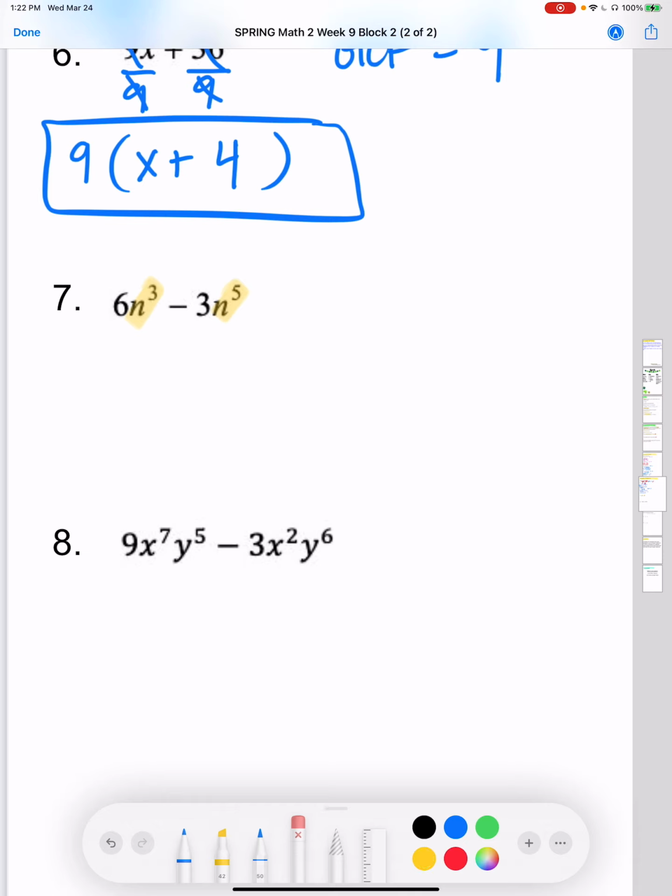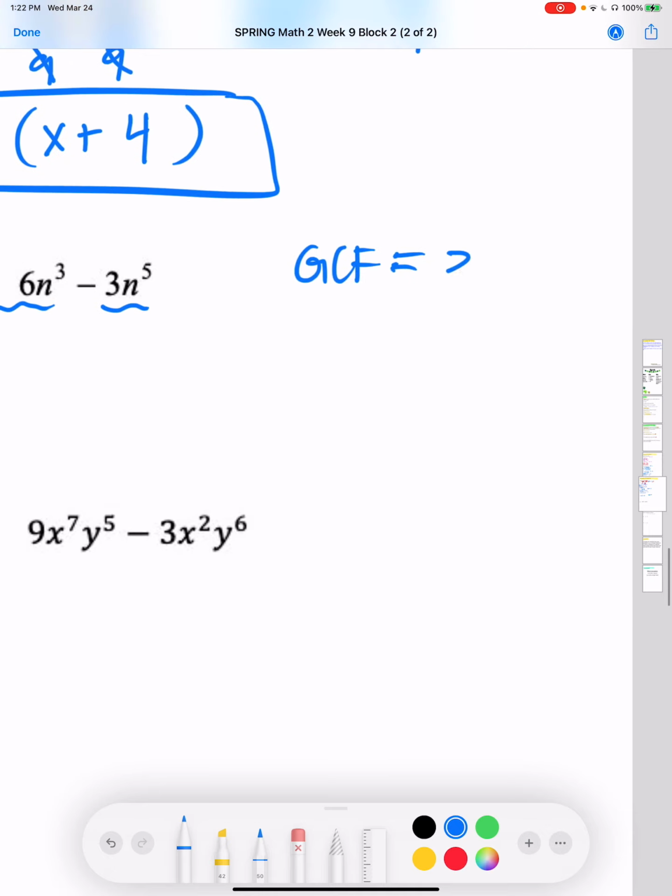You have n to the third and n to the fifth. So let's go ahead and think of our GCF. We have two terms. Our GCF, as far as the number goes, is 3, because 6 and -3 are both divisible by 3. And then for n to the third and n to the fifth, the greatest thing I can factor out of both is n to the third power.